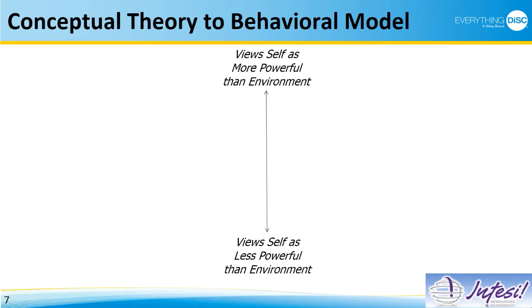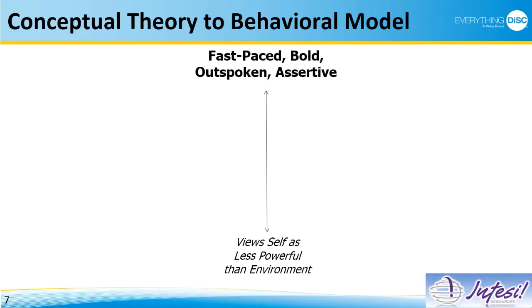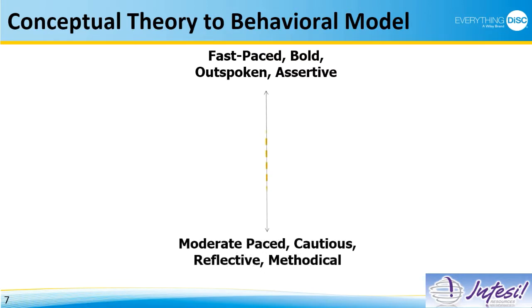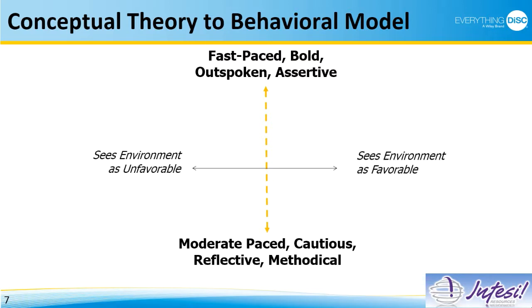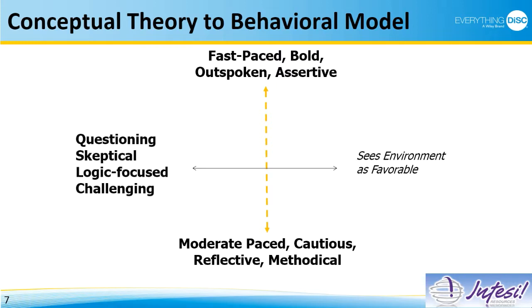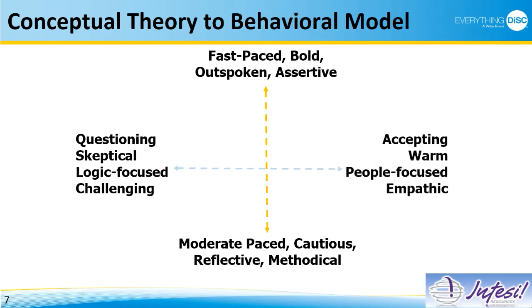For the first step, let's look at the first basic dimension of human behavior shown in the vertical axis. Consider whether this person is more fast-paced and outspoken or more moderate-paced and cautious. Then let's look at the second basic dimension of human behavior, the horizontal axis. Consider whether the same person is more questioning and skeptical or more accepting and warm. Combine those answers from the first 2 steps to determine the person's DiSC style.